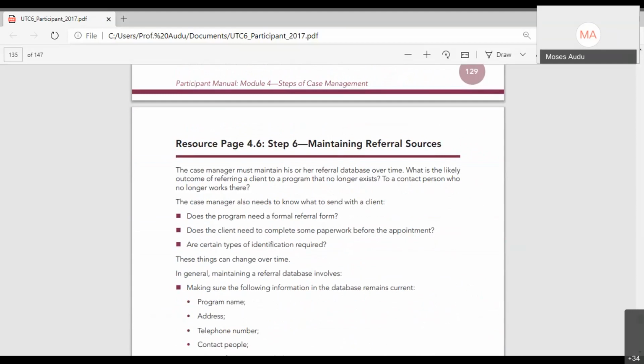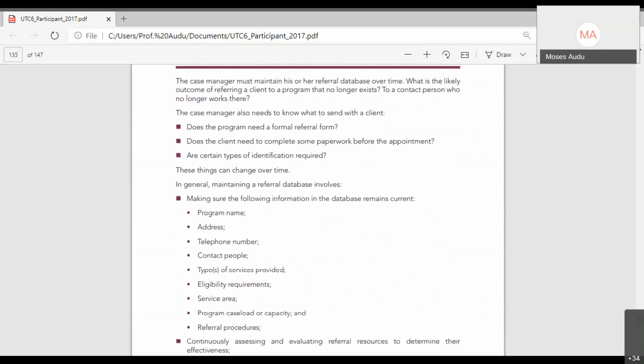And what are they? These are things I have. The case manager also needs to know what to send with a client. Does the program need a formal referral form? Most services here in my own place need one, most of them, but certainly not all. And then, does the client need to complete some paper before the appointment? Yes, most will require such, but the case manager accompanies. Sometimes, in fact, we go with the client or go in advance, fill those things for the client, and discuss with the client, so that you reduce the stress for the client, and they are happy doing that.